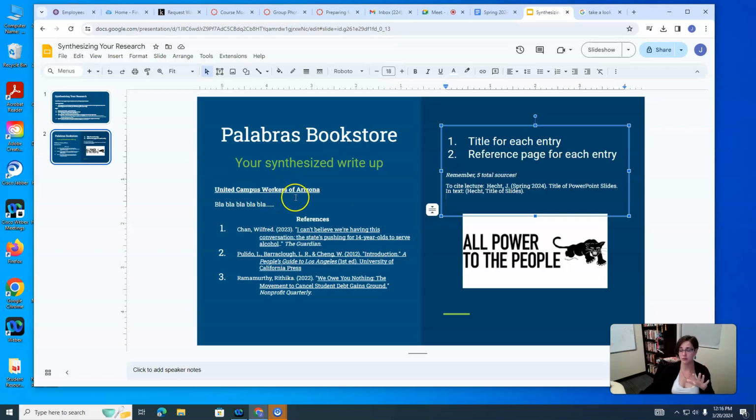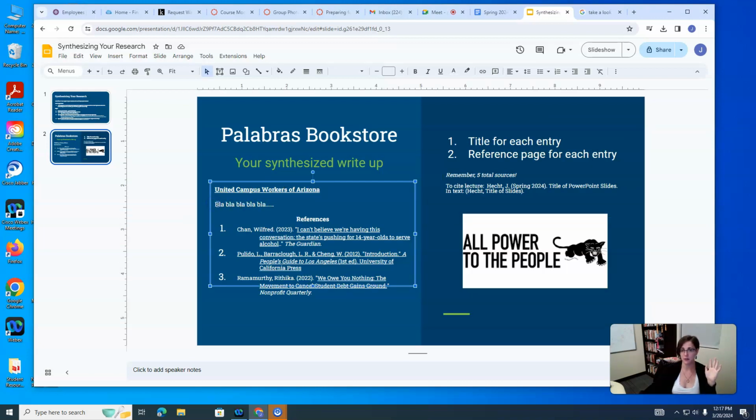So you have one write-up for organization A. In this case, I'm using United Campus Workers of Arizona as an example. You would put the title of your organization or the event, whichever one you're working with, up top, and then you will include your write-up, your 350 to 500 word rough draft. And then under the rough draft, you will include a reference page. References should be centered, and then you will include each of your citations, and they should be in alphabetical order, okay?